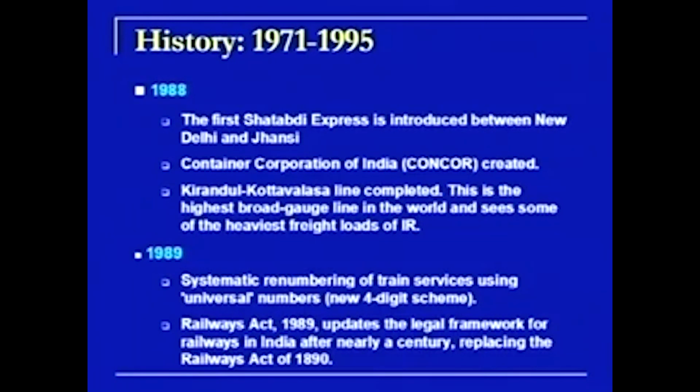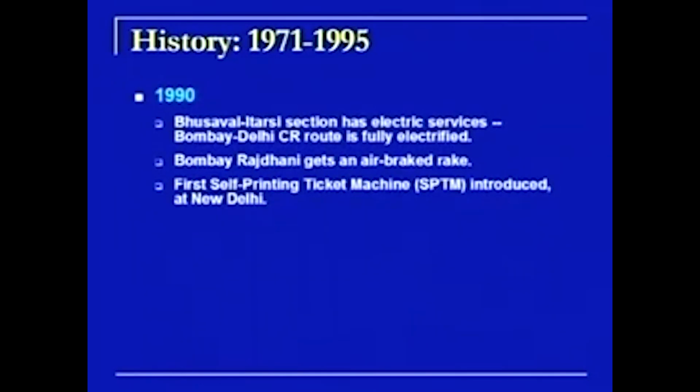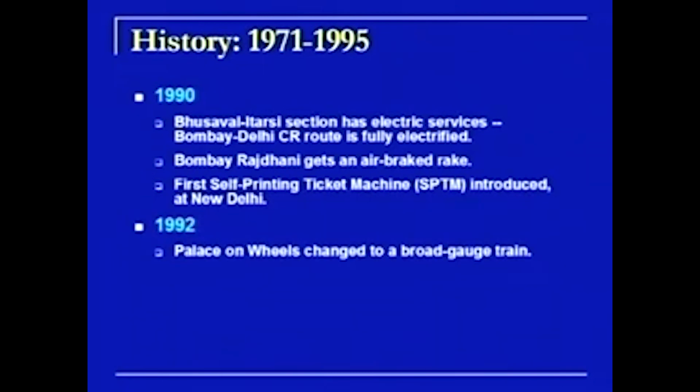In 1989, the train services were made universal by adopting the new 4-digit scheme as it stands today. The Railway Act was enacted in 1989. It updated the legal framework for railways in India and it replaced the previous one. Then in 1990, the Central Railway route was made fully electrified. Further, self-printing ticket machines were introduced at New Delhi.